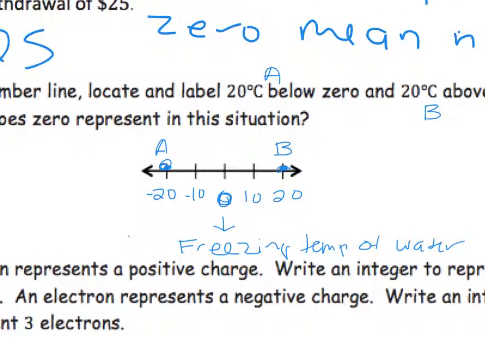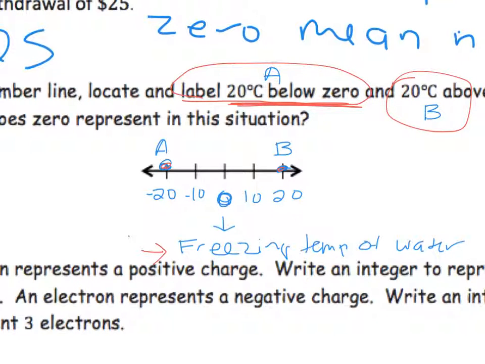All right, so this is how I did it. I put an A above this, and I numbered my number line by tens to make sure that I got both to 20 and to negative 20. I found my negative 20, which is the 20 degrees below 0, and I labeled it A. And then the 20 degrees above 0, I labeled B. And what does 0 represent? Well, because we know we're talking Celsius, 0 is the freezing temperature of water.